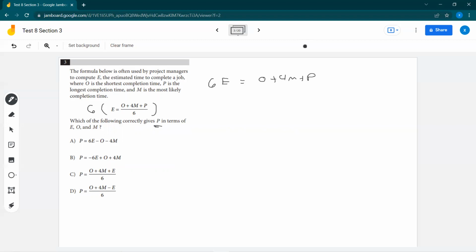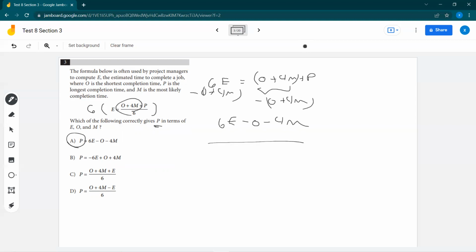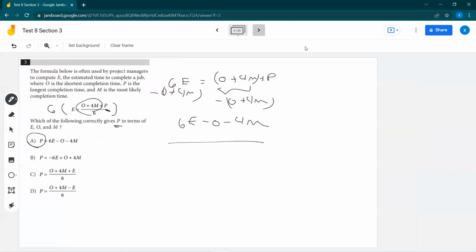Then after that, we'll subtract this part. Sorry, it's not 0, it's o. So we subtract this part, so minus o plus 4m. We get p equals 6e minus o minus 4m. And that's our answer, because all we've done is multiply by 6 on both sides, then subtracted this chunk to get p on its own on one side.